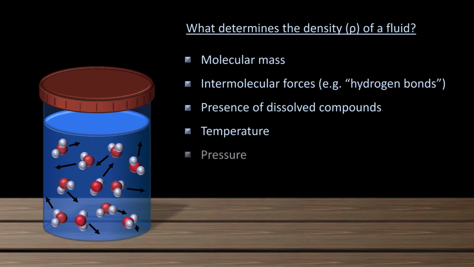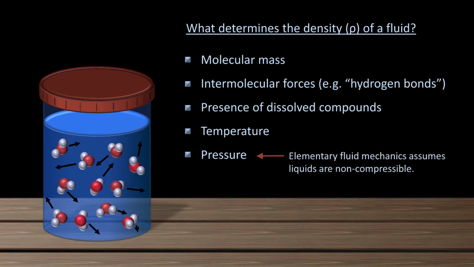And finally, there's pressure. For gases, higher pressure leads to higher densities, which might seem obvious when you think about it. Very importantly, however, elementary fluid mechanics assumes that liquids are non-compressible. That is, pressure does not affect the density of liquids. In reality, that isn't exactly true, but the effect is so small that unless pressures are truly enormous, it can be ignored.